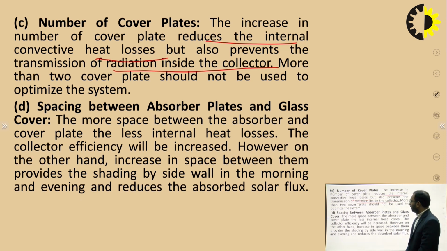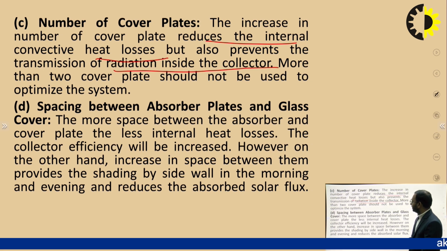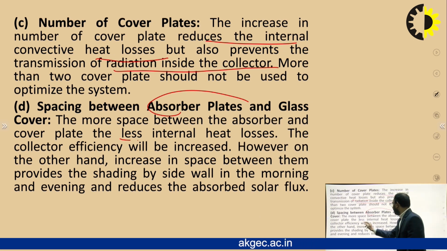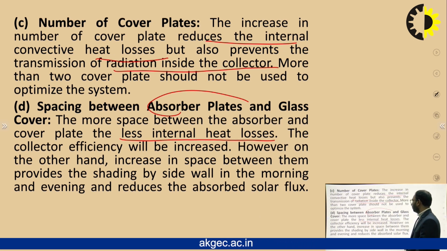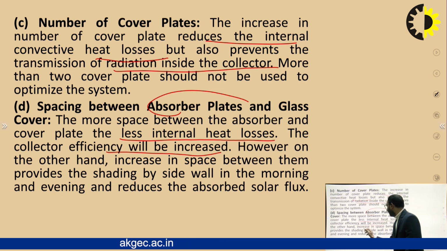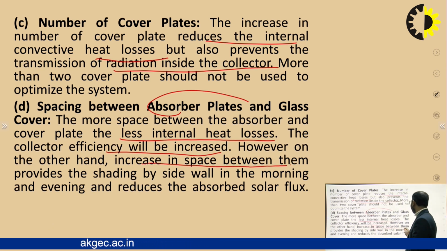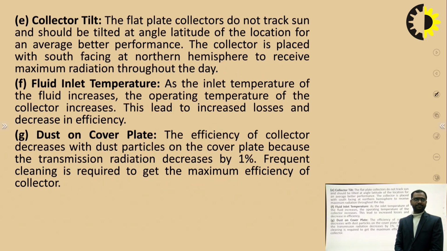And then the other parameter is the spacing between the absorber plate and the glass cover. The more space between the absorber and the cover plate, the lower the internal heat losses, so the collector efficiency will increase. However, on the other hand, increased space provides shading by the sidewall in the morning and evening and reduces the absorber's solar flux.